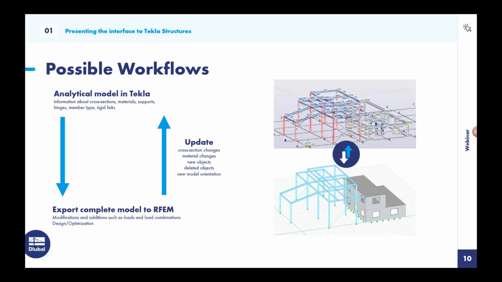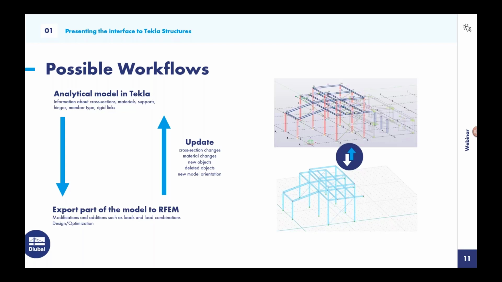If we want to look only, for example, at the steel model in Tekla, we can also generate different analytical models independent from each other. So we can export only one part of the model to RFEM and look at just this one part in RFEM, apply modifications and additions, and also update only this part of the Tekla model.